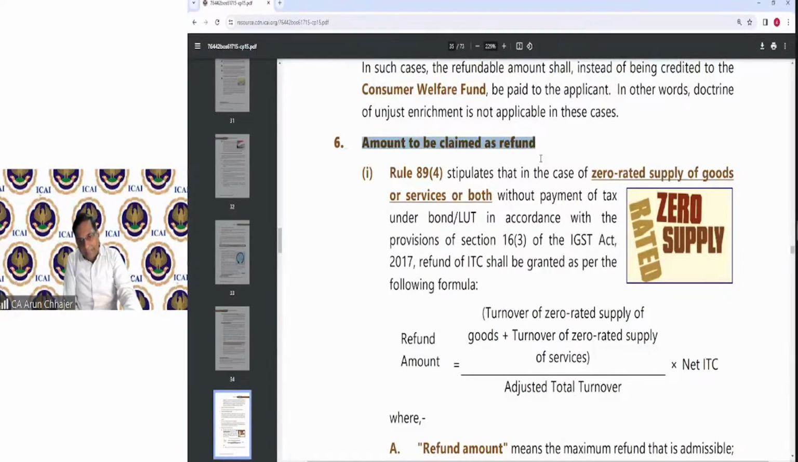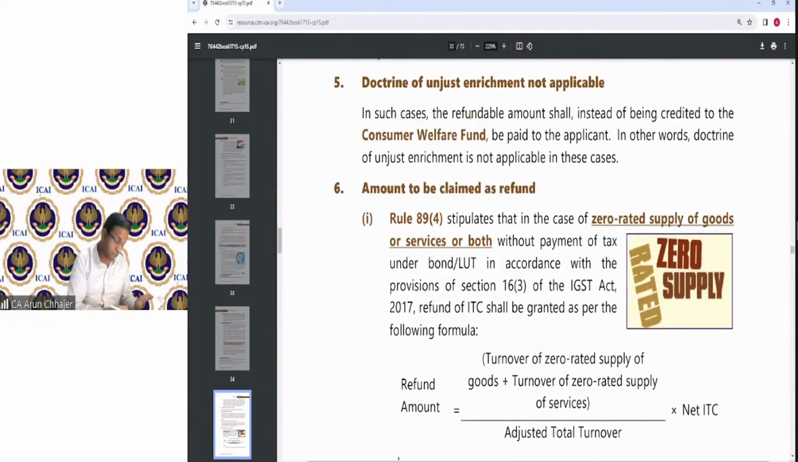You are making the zero rated supply. And you are taking the refund of accumulated ITC. Doctrine, please repeat. So I am collecting the tax from customer, also taking the refund of the taxes. So basically I am getting the tax component twice. One from customer, one from government. It is called unjust enrichment.